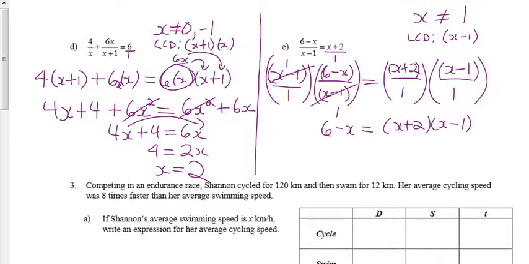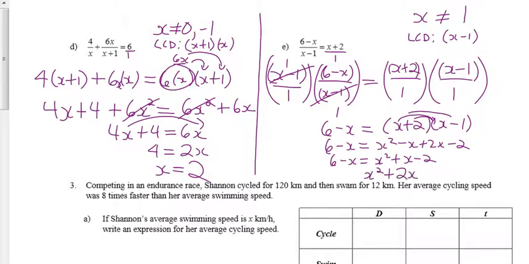Okay, so we get 6 minus x is x squared minus x plus 2x minus 2. Simplify the right side. You get x squared plus x minus 2. And if you want to multiply this out and go directly to there, that's fine. That's what I would do normally. Okay, so we're going to subtract 6 and we're going to add x squared to both sides. So x squared plus 2x, right? Add x to both sides. Subtract 6, that'll be minus.